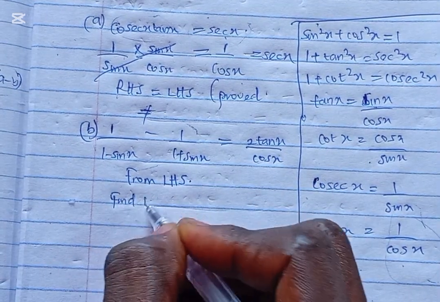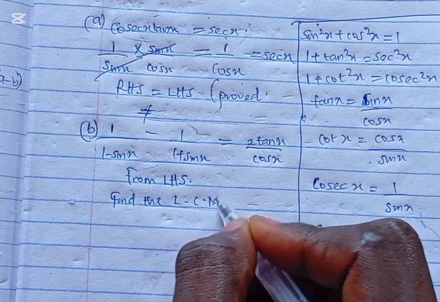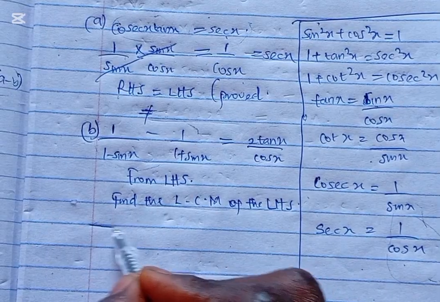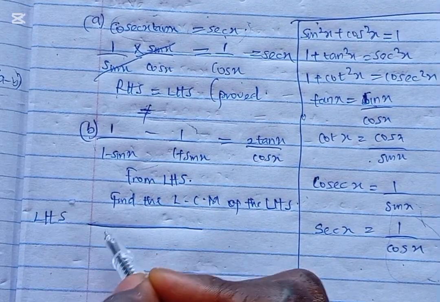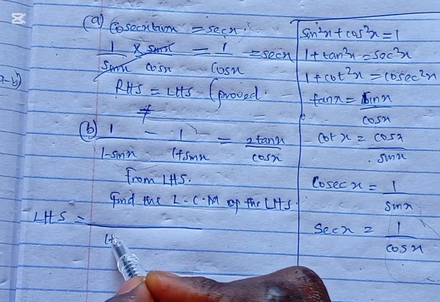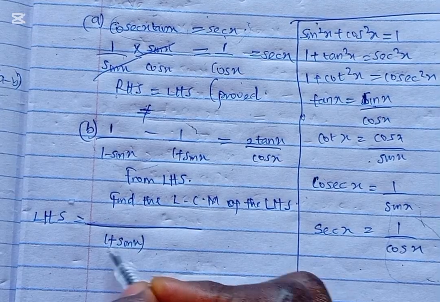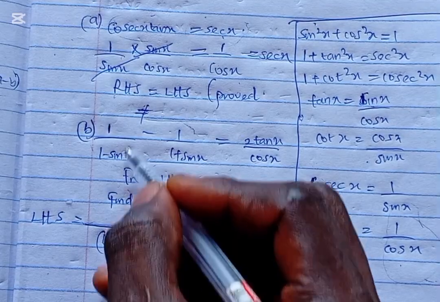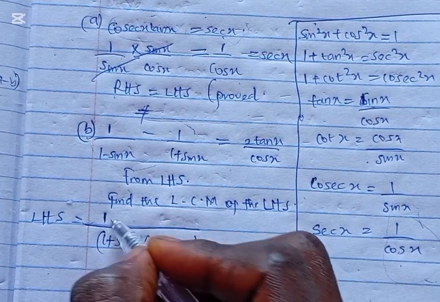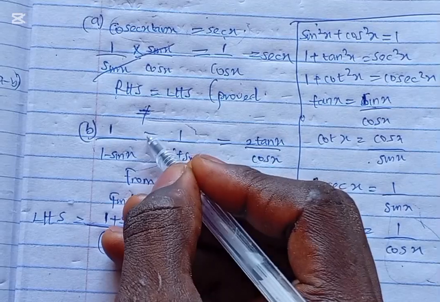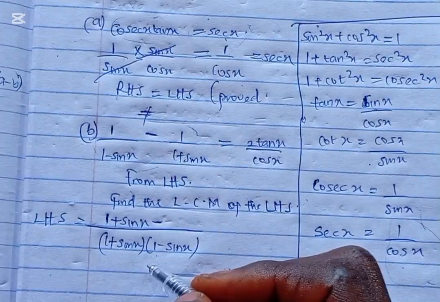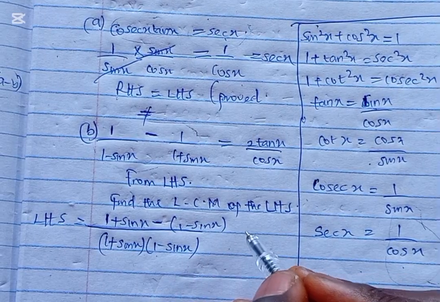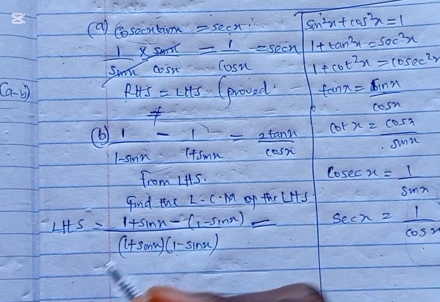Find the LCM of the left hand side. The LCM will be 1 plus sine x, 1 minus sine x. Now you should know how to find the LCM, right? Here you will have 1 plus sine x, minus, this negative, 1 minus sine x.